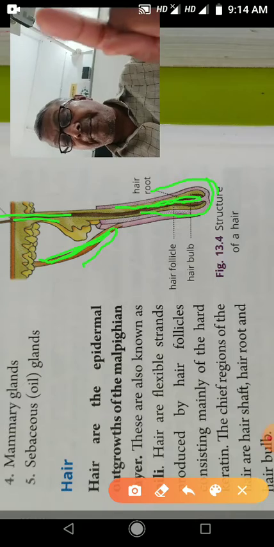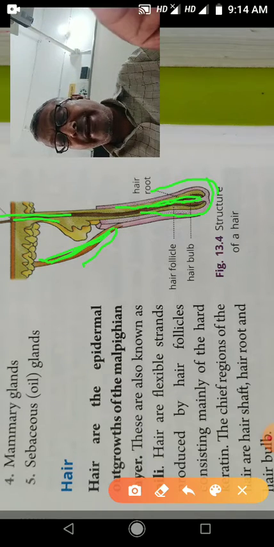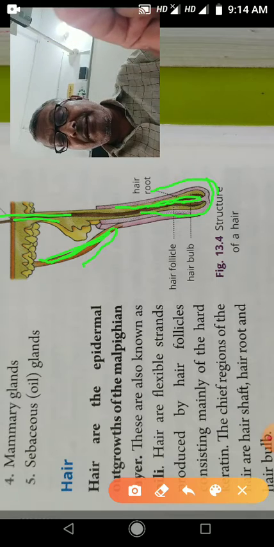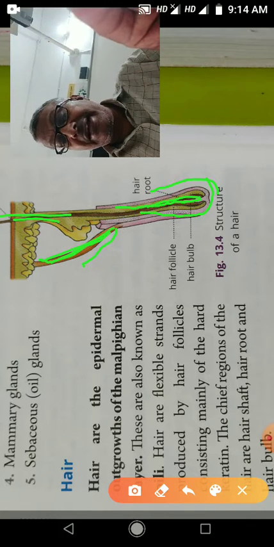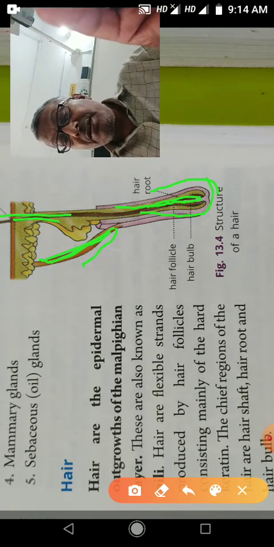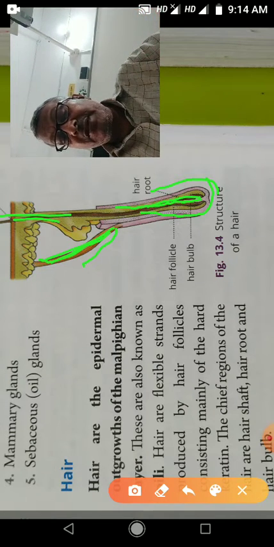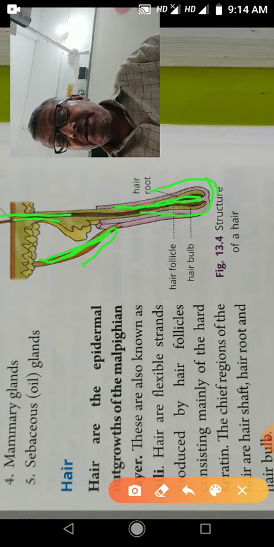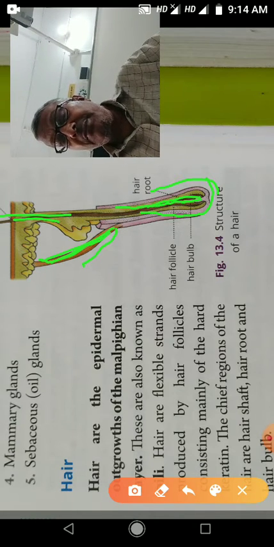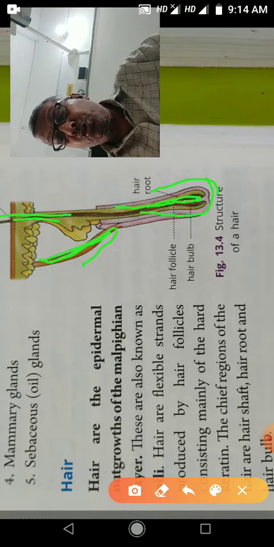You have to learn the function of hair. Hair provides warmth by trapping an insulating layer of air. Therefore, you can observe most mammals have thick fur on their body because it provides protection to them from cold. Second function is hair from different parts of the body such as head, chest, beard show marked differences, and this helps in crime detection.